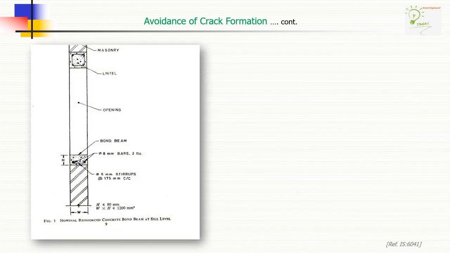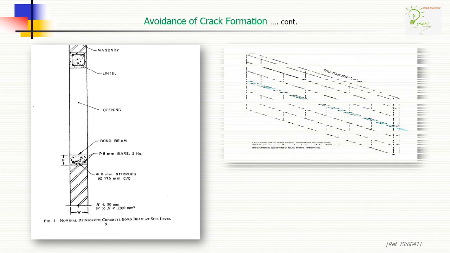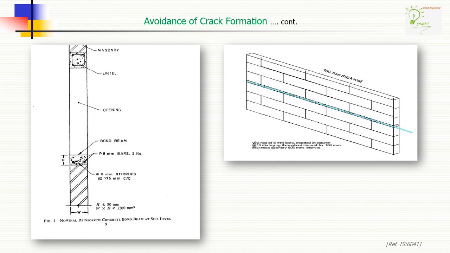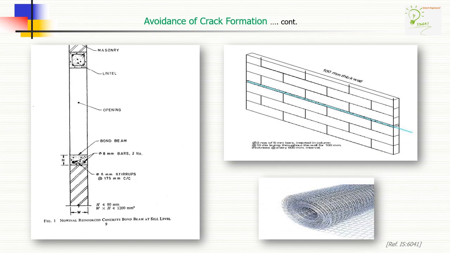Here you can see nominal reinforced concrete bond beam at sill level. This is for 200 or more thicker AAC block masonry wall, and vis-a-vis reinforcement detail required for 100 mm or 125 mm thick AAC block masonry wall.